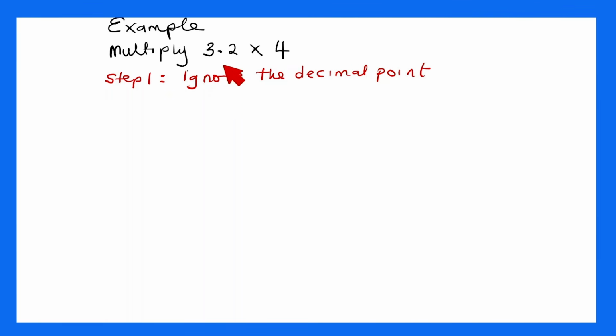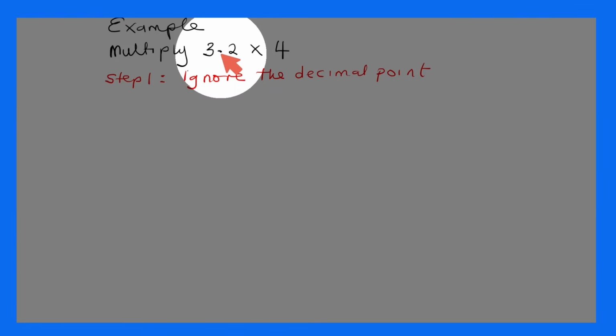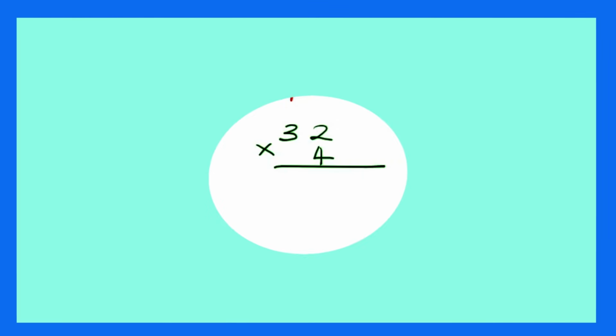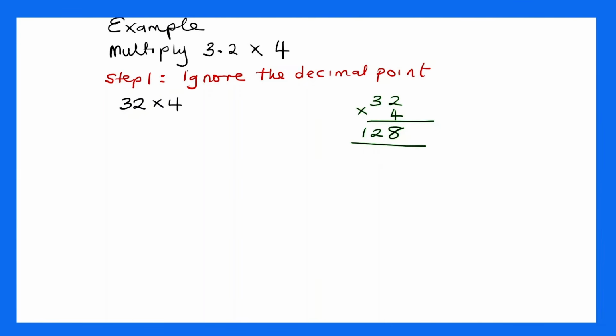Multiply 3.2 by 4. So let's apply the rules. Step 1, ignore the decimal points. So here, we are going to ignore this decimal point as if there is no decimal. So instead of 3.2, we are going to be having 32 multiplied by 4. 4 times 2 is 8. 4 times 3 is 12. So therefore 32 multiplied by 4 is 128.